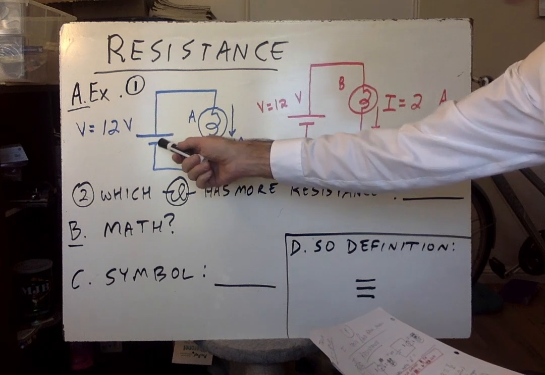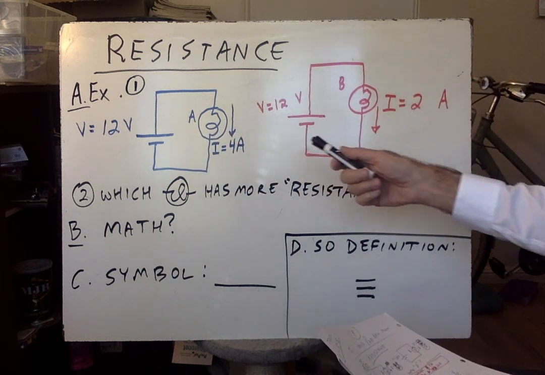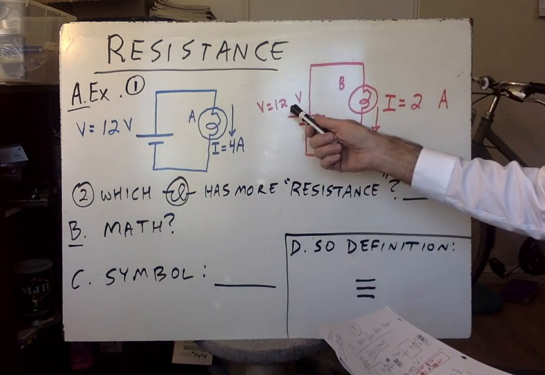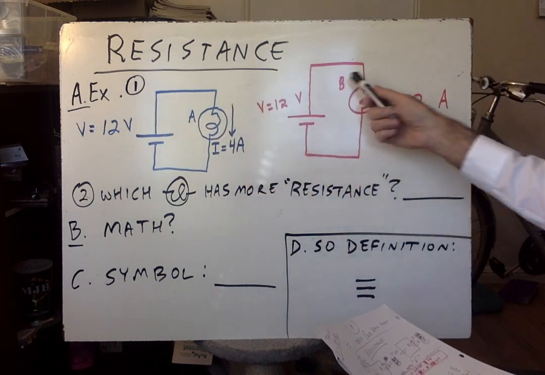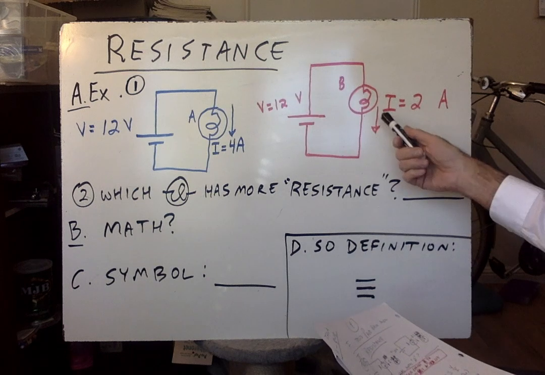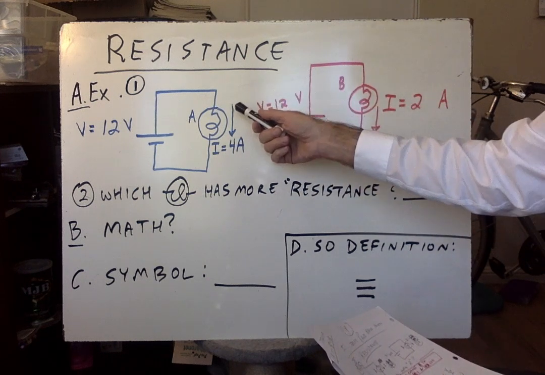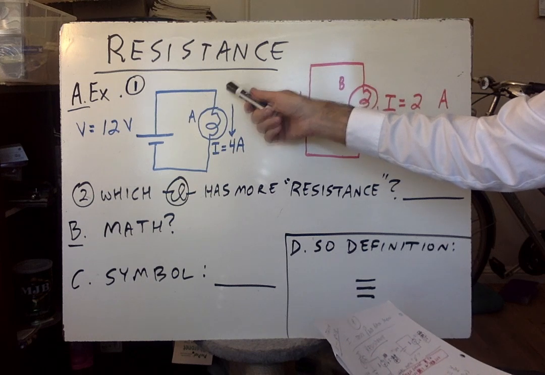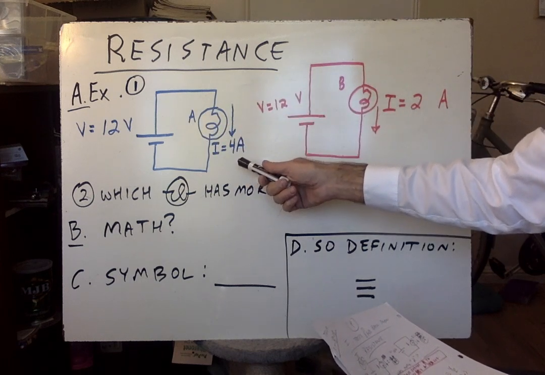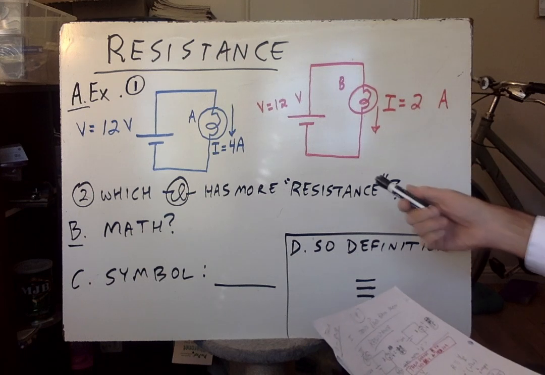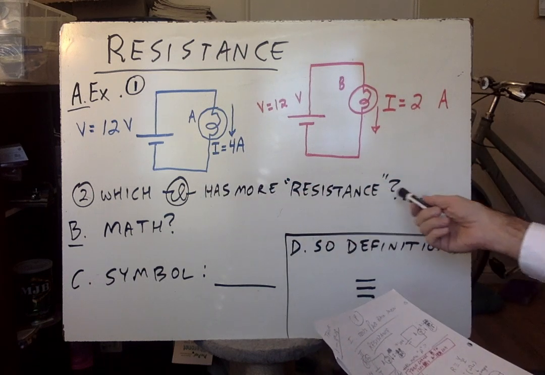Each circuit has a battery and a light, and for each circuit, we've written the voltage on the battery, which is then also going to be the voltage on the light, and in both circuits, that's 12 volts. The current going through the light is different. Here in the blue circuit, light A, the current is 4 amps, and here it's 2 amps. So the question is, which light has more resistance?